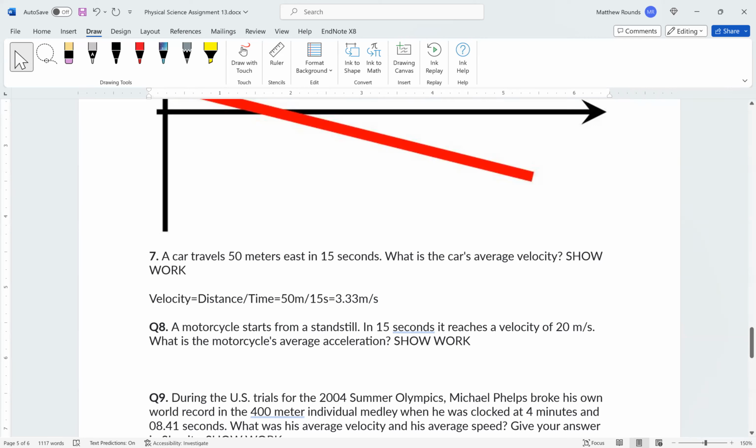All right, so question number 8: a motorcyclist starts from a standstill. In 15 seconds, it reaches a velocity of 20 meters per second. What is the motorcyclist's average acceleration? Oh, we actually do need to make a change to the previous one. I apologize.